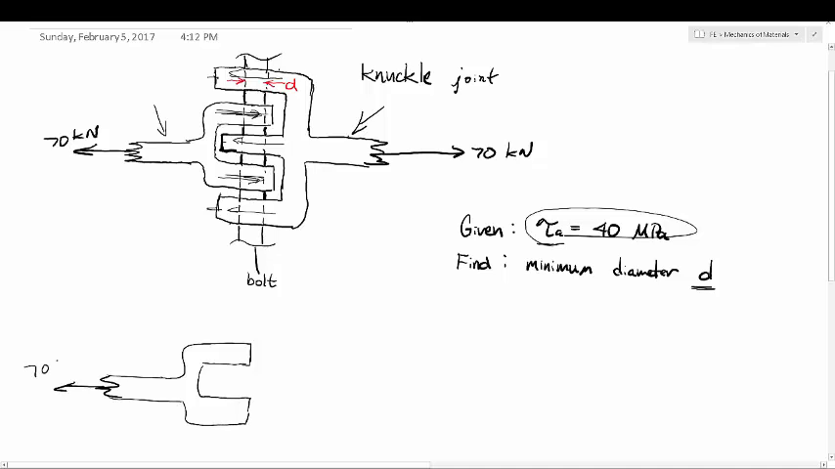If this is 70 kilonewtons, it has to be balanced by 70 kilonewtons on the other side, which is going to be split in half, so 35 kilonewtons each. And the bolt goes through here. So there's four areas of contact here that are going to shear. Again, the force is going parallel to this surface, so it's shear area. And I just want to analyze this one tine.